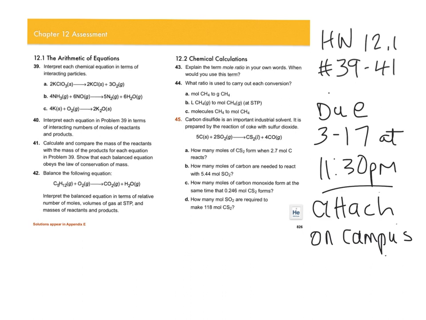Your homework for this section is to do numbers 39 through 41 on page 826. I've already done 39C for you. You are to attach this on campus. We've practiced doing that in class. There is a tutorial video on the bulletin board of my on campus page if you've forgotten how to do it. Best wishes.